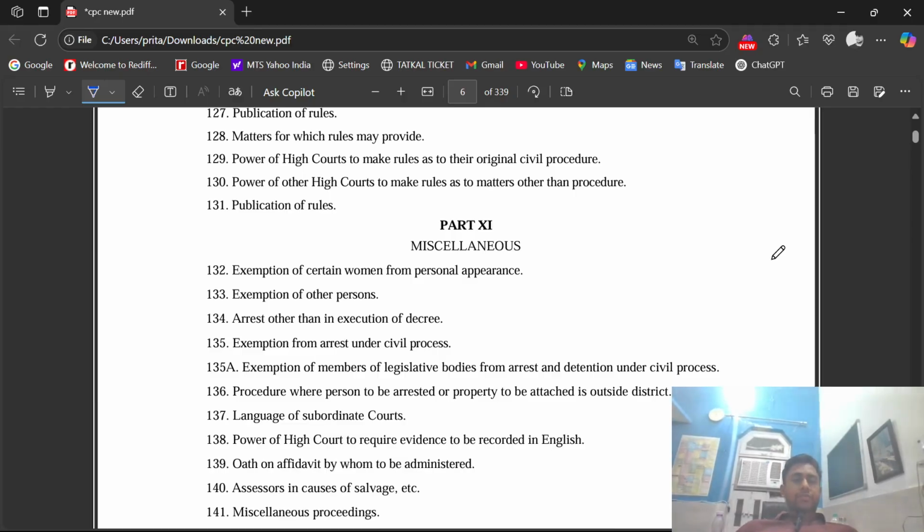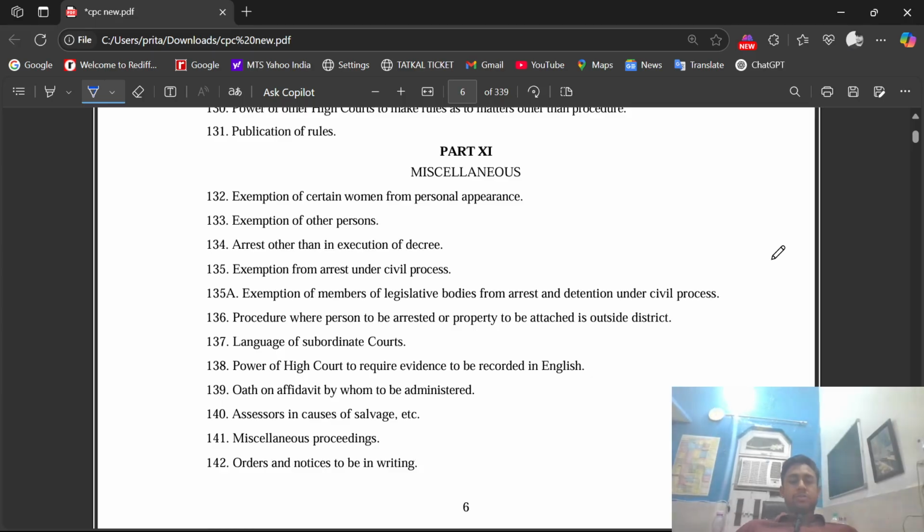Exemption of certain women from personal appearance. Section 133, exemption of other persons. Section 134, arrest other than in execution of decree. Section 135, exemption from arrest under civil process. Section 135A, exemption of member of legislative bodies from arrest and detention under civil process. Section 136, procedure where person to be arrested or property to be attached is outside district. Section 137, language of subordinate courts. Section 138, power of high court to require evidence to be recorded in English. Section 139, oath on affidavit by whom to be administered. Section 140, assessors in causes of salvage etc.